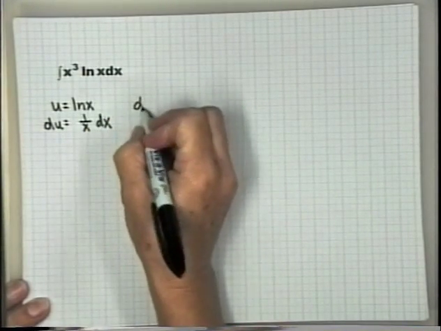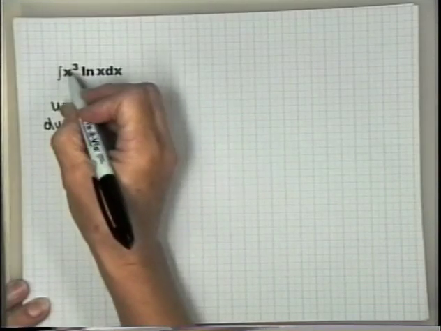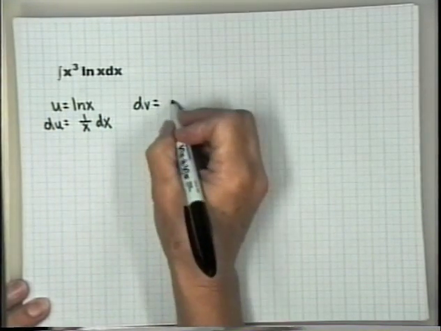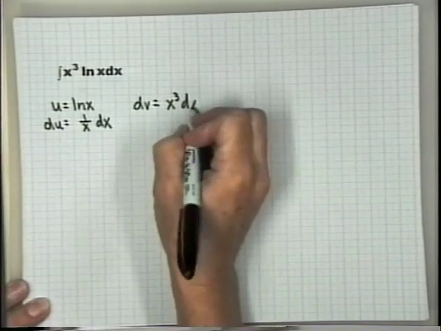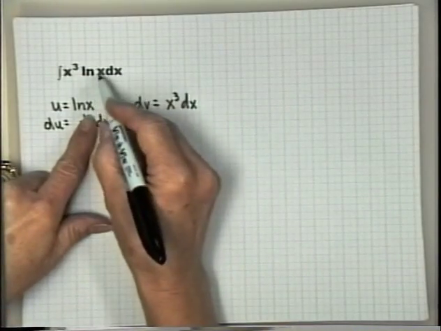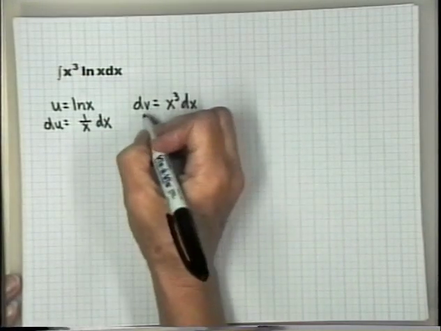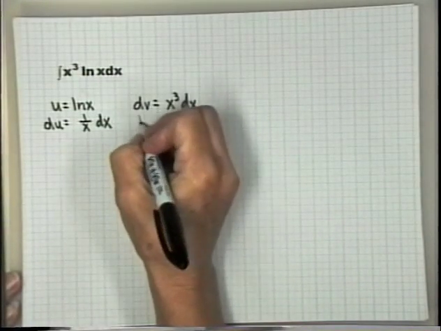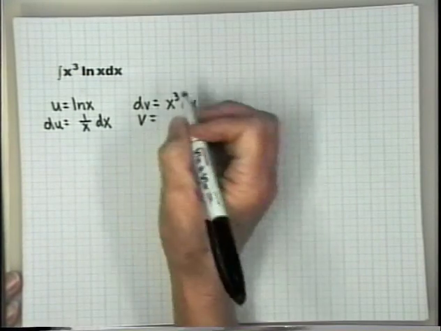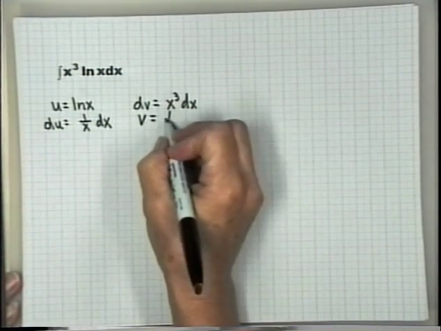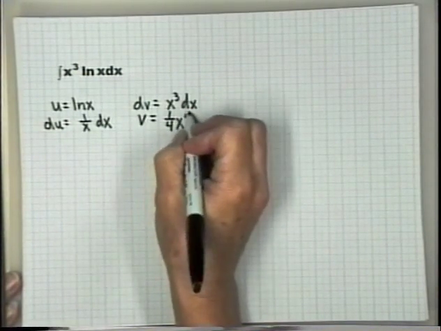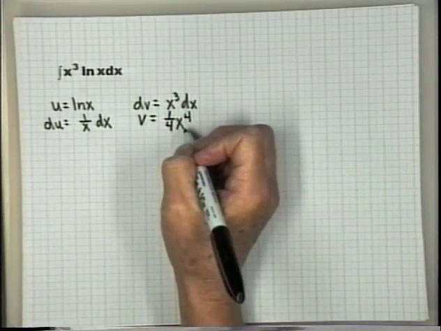Now, that leaves for dv the x cubed times the dx. Again, make sure I've accounted for the log x, the x cubed dx in my u dv. And see, I can integrate this. The integral of dv is v. The integral of x cubed is 1/4 x to the 4th, isn't it? So I can find that.